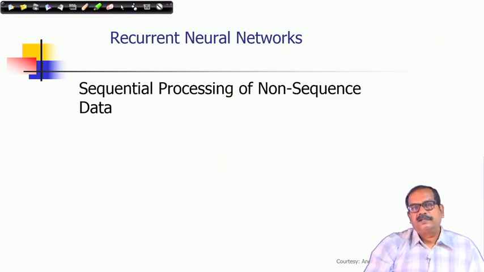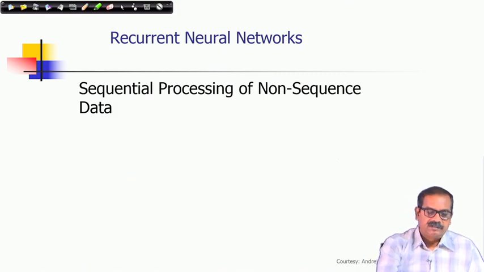Sometimes you can convert even a fixed size input into a sequence by following a certain predetermined order of scanning the input data. We call it sequential processing of non-sequence data. For example, for an image we can scan from left to right and top to bottom. That itself will provide you some sequence of regions, blocks. Those could be input to an RNN and we can process it for various purposes.